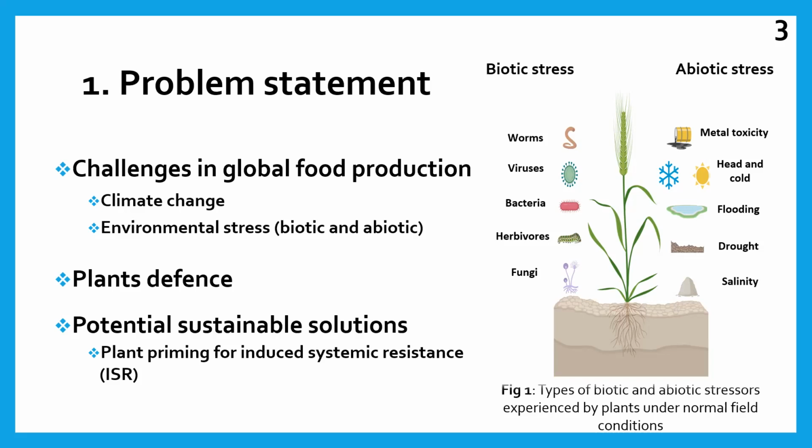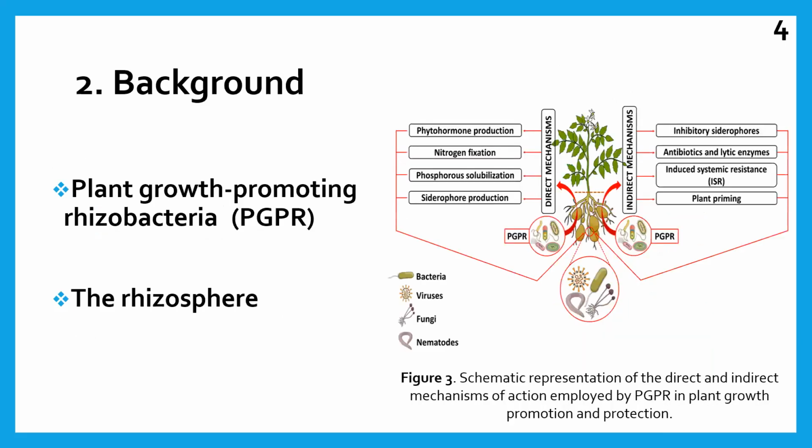Some of the functions of these plant growth promoting rhizobacteria are outlined in the figure that you see on your right, figure 3. These can be either direct mechanisms or indirect mechanisms. The direct mechanisms directly contribute towards the growth and development of the plant, and the indirect mechanisms are more concerned with conferring protection to the plant itself.